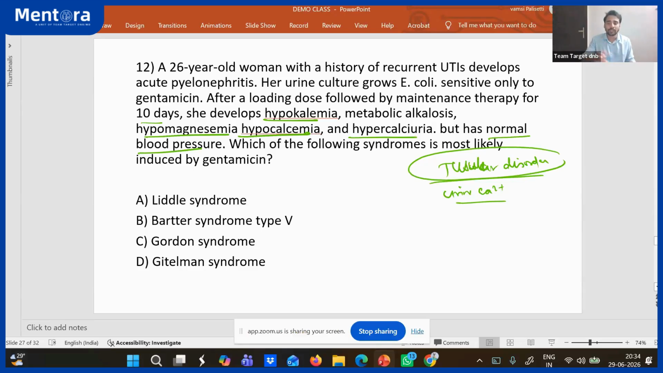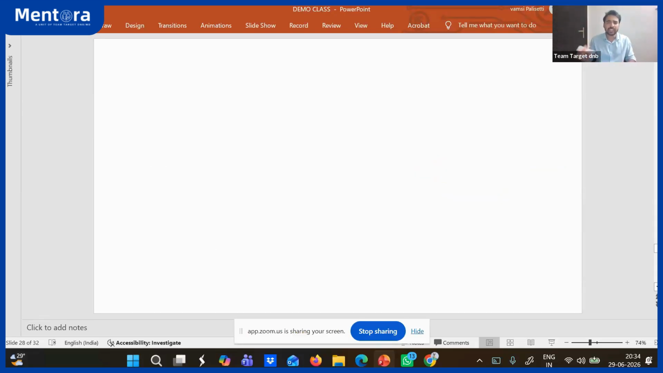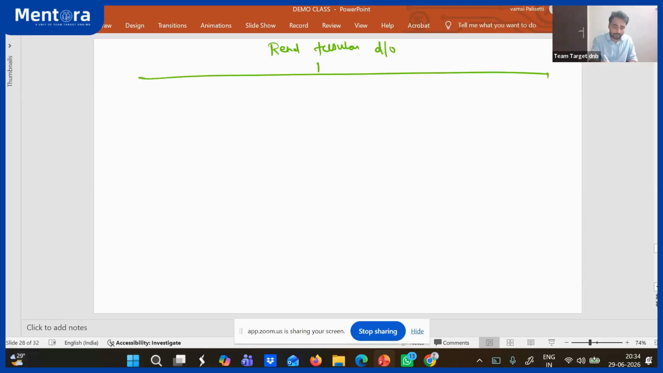So before going into this answer, let me explain tubular disorders in a very small, easy table for you. So what are the renal tubular disorders? Especially for your level, we have to remember about 4 disorders. Number 1 is Bartter syndrome, another is Gitelman syndrome, another is Liddle syndrome, and another Gordon syndrome. Very important. Please remember in this sequence, it is easy for you to do.